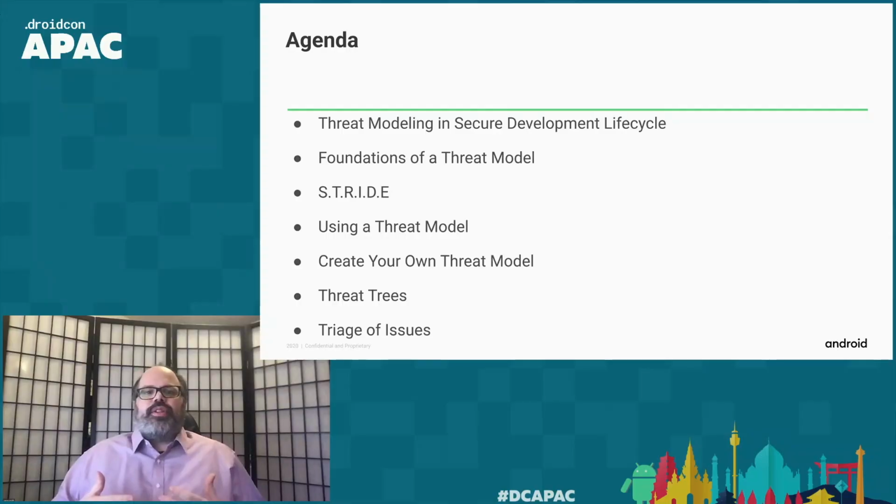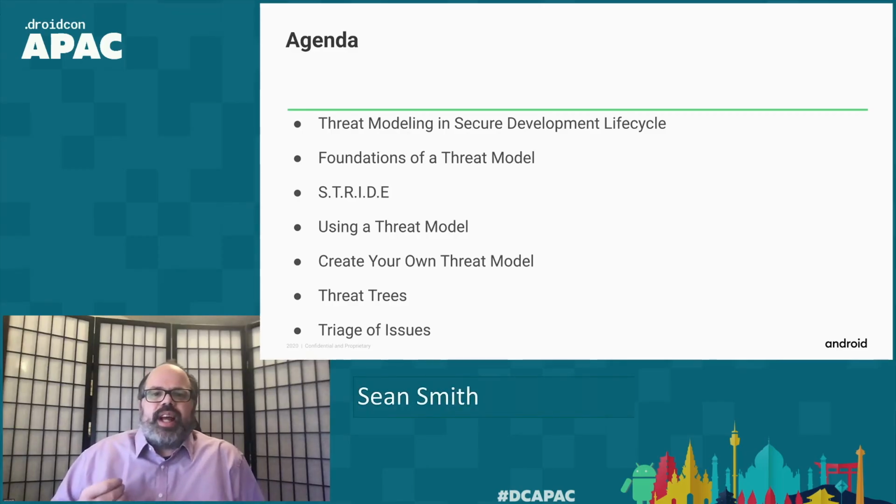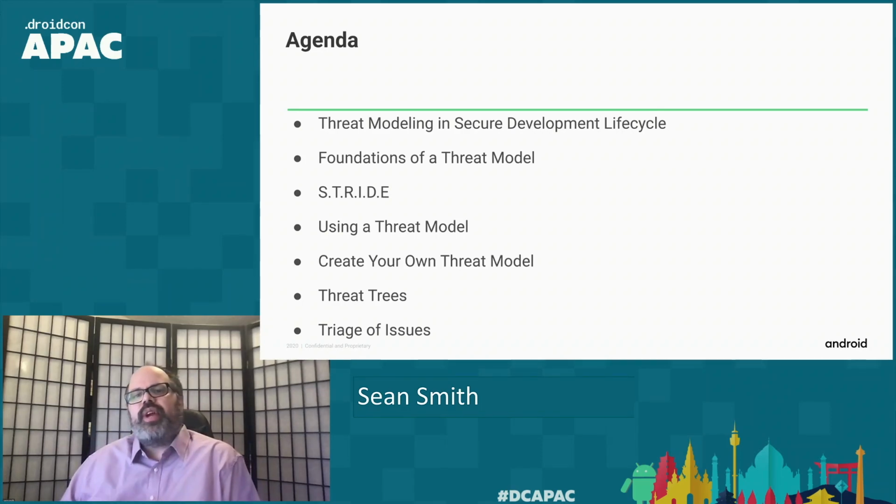Today, we're going to be looking at threat modeling in the context of the Secure Development Lifecycle, or the SDL. We're going to go over the basics of creating a threat model. We're going to talk about STRIDE, which is an acronym that can help you identify potential vulnerabilities on your threat model. We'll also take a little bit of time so you can start creating your own threat model. So have a piece of paper and pencil ready to go. We'll also take a look at threat trees, see how they can help you find security issues, and then we'll talk about triaging the results of the threat model.